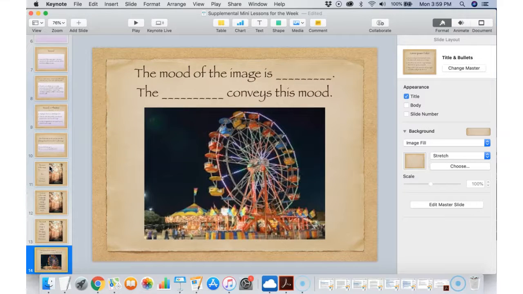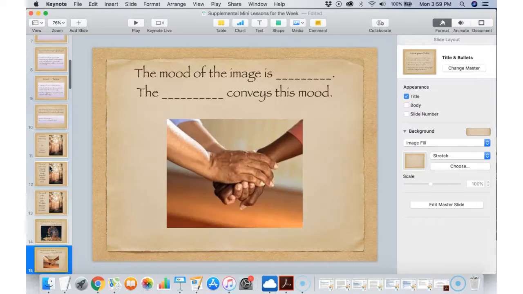The mood of the image here is what? And what about it conveys that mood? The mood of this image is what? What conveys the mood? What shows the mood?